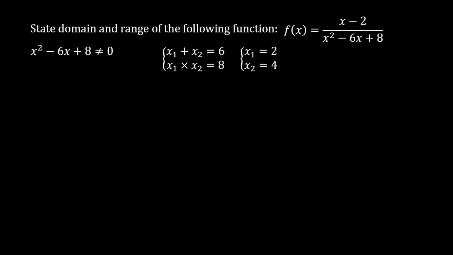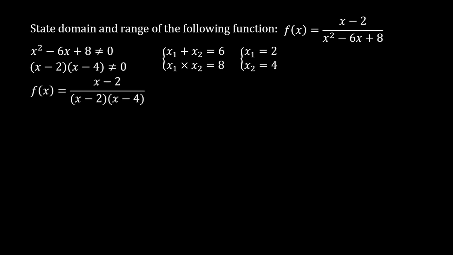The denominator can be written as a product of x minus 2 and x minus 4. Values 2 and 4 must be excluded from the domain, because if x is either 2 or 4, the denominator will equal 0. Division by 0 is undefined. Therefore the domain of the function is all real numbers except 2 and 4.